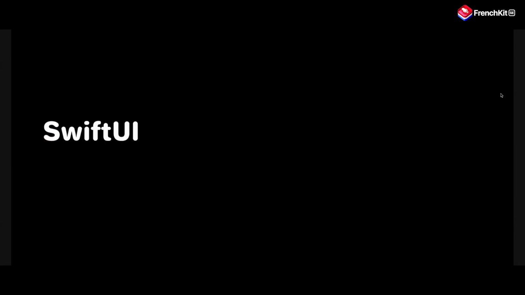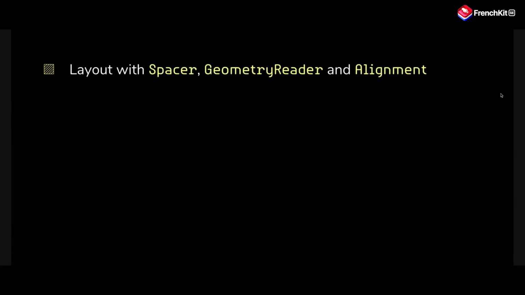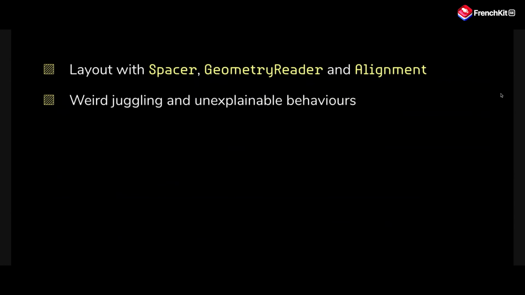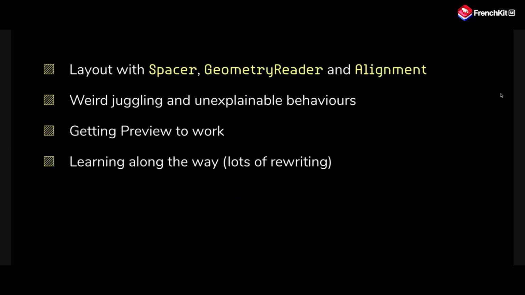Which brings me to one thing I briefly want to talk about: SwiftUI, because I started using that very early, and I see I'm a bit out of time, so I'm going to be a bit faster now. When you start with SwiftUI and you want to do layout, you have spaces, geometry, radius, and alignment. And then you get weird juggling and unexplainable behaviors. And preview was also difficult to get to work, and mostly it doesn't work anymore for me. And I also had to rewrite a lot of things along the way. And then you have to try to work around the inherent limitations. All that was very difficult.